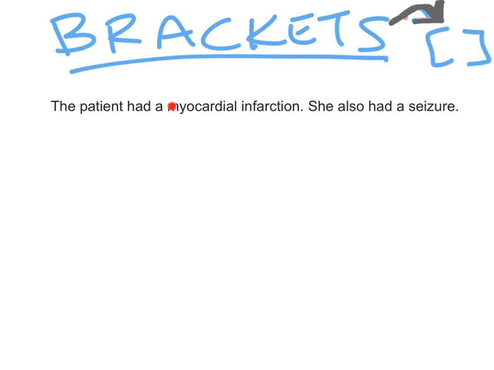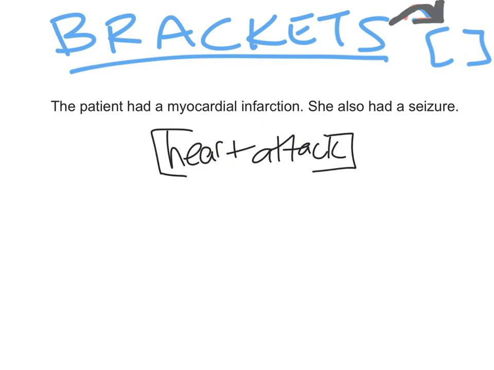So you might be looking at this going, I have no idea what this word means. So let's say you look it up and you learn that that word, myocardial infarction, really means a heart attack. Okay, so what you would do is you would take that word heart attack and you would replace myocardial infarction, and your sentence would then read, the patient had a bracket, heart space attack, bracket, and then you would continue with your period, if that's the end of what you wanted to say. She also had a seizure. You could continue if you needed to.